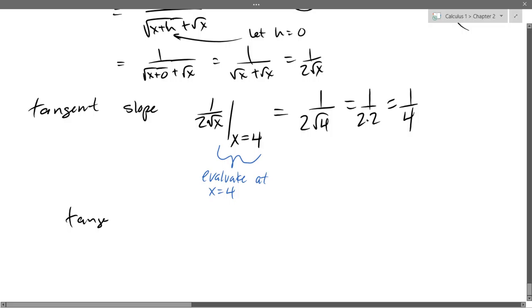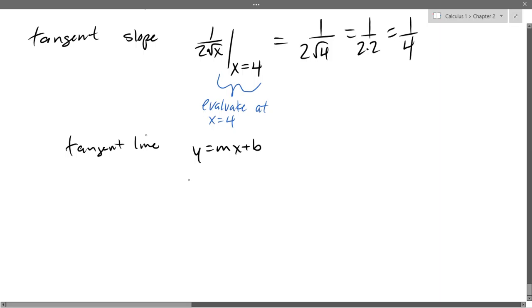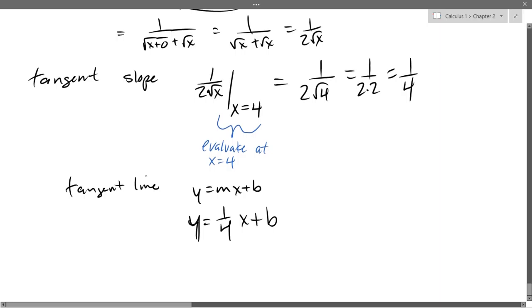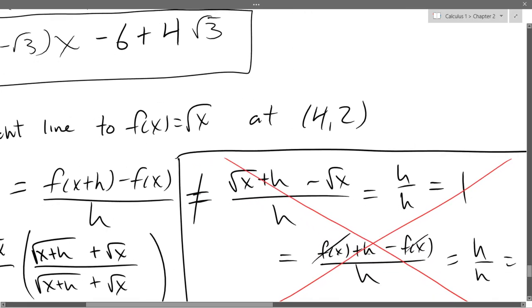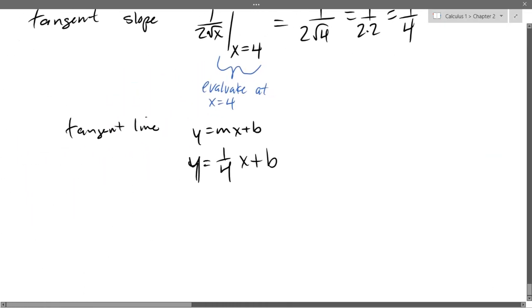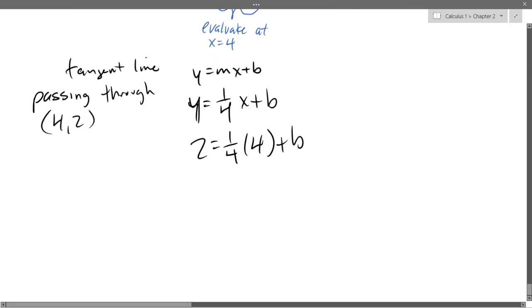So tangent line. If we go mx plus b, I think we did the point slope form last time, we'll go with this one this time. 1 fourth x plus b. What point can I use? 4. So 4 is a number. What do I have to pair up with 4 to get a point? 2. So we're going to need our y value somewhere up here. So our y value is 2. So we're going to use 4, 2 as our point. So the tangent line passes through the point 4, 2. So we got 2 as our y. 1 fourth times 4 plus b. So 2 minus 1 equals b. b equals 1.